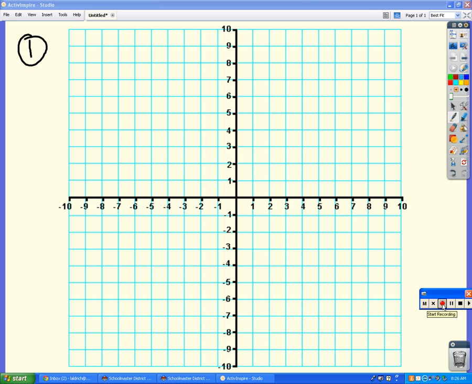Number 1 says, without a calculator, sketch each of the following graphs. So the square root of x plus 5, you can do that by looking at what the regular square root function looks like, which is something like this. And then you just take that function and move it up 5, and there's your answer.